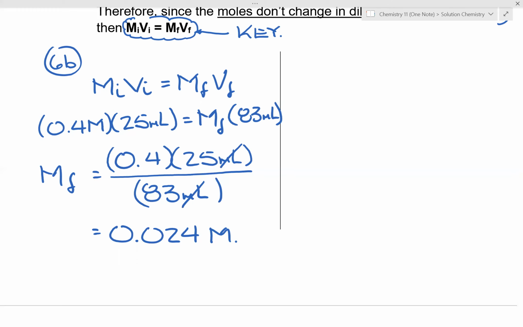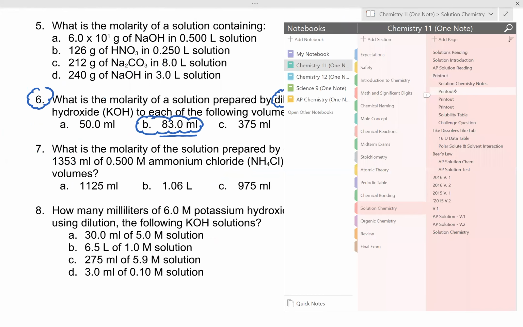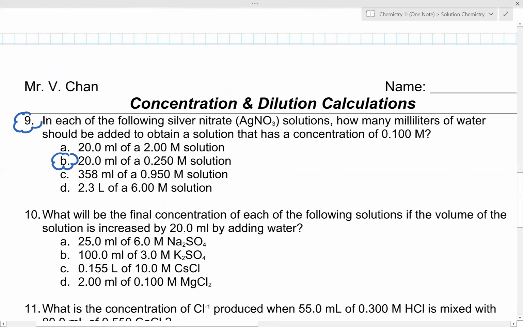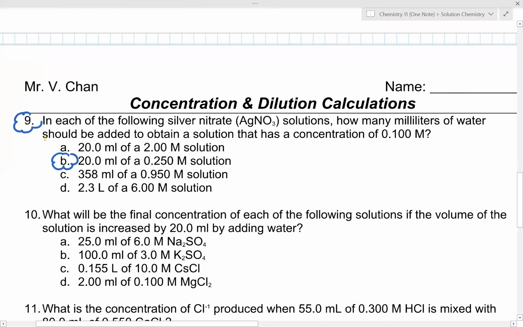All right. Now, the next question I wanted to talk about was question number 9B. Now, 9B is actually a little bit trickier, in terms of the concept and how the question is approaching it. So in this particular case, it says, in each of the following silver nitrate solutions, how many milliliters of water should be added to obtain a solution that has a concentration of 0.1 molarity? The key words here are should be added.